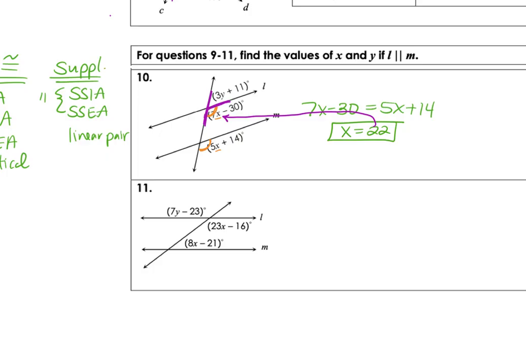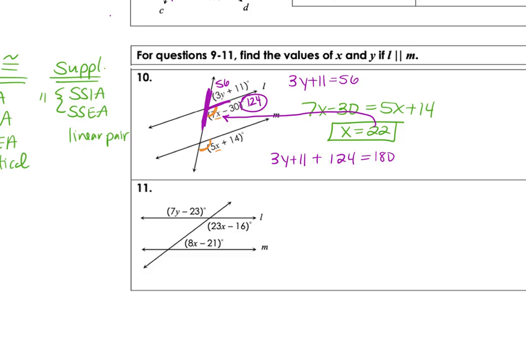124, 7 times 22 minus 30, I think is 124. Two ways you could do this then. You can say 3y plus 11 plus that 124 equals 180. Or if this is 124 and I know it makes a linear pair, I could just subtract 124 from 180 and say, okay, then I know that this angle is 56 degrees. And then you could say 3y plus 11 equals 56. Either way, you're going to get the same answer. So it really doesn't matter.